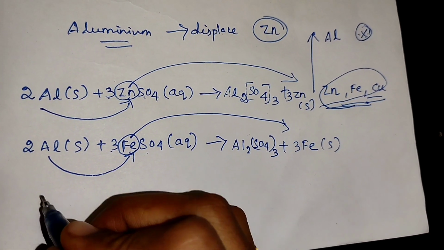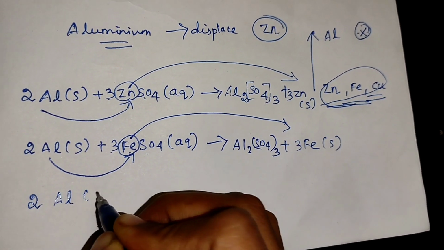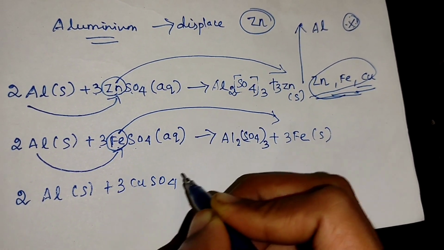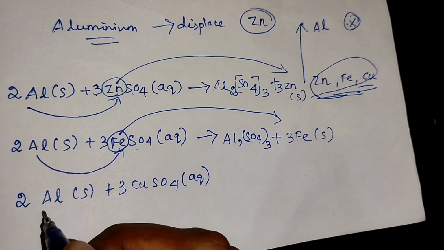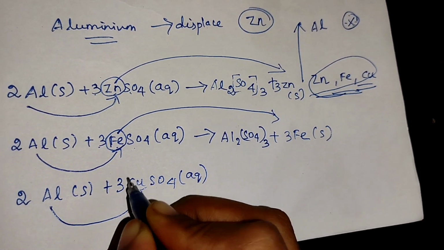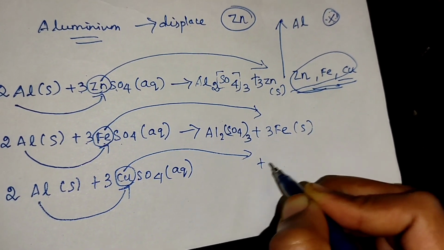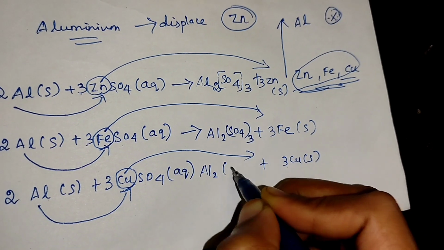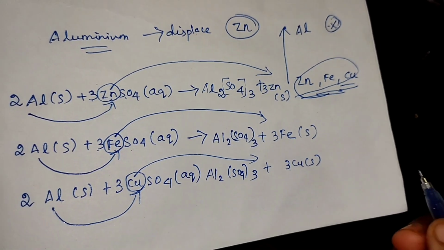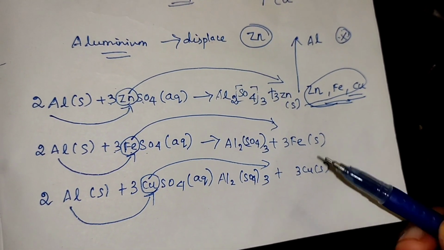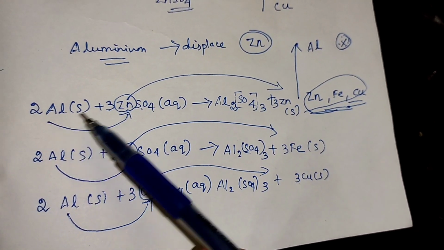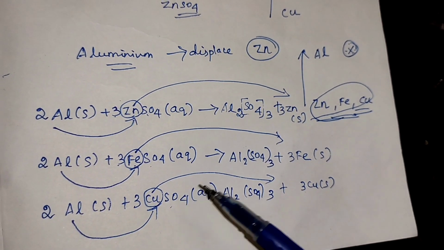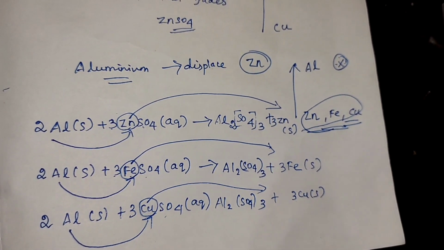Again, aluminium with copper sulfate, CuSO4, copper sulfate solution. As usual, aluminium is more reactive, so it displaces the copper easily, and the copper comes out. Balancing, join and write Al2(SO4)3. From these reactions, what you observe is that aluminium is more reactive, so it displaces zinc, iron and copper. Comparing these four metals, aluminium is the most reactive.